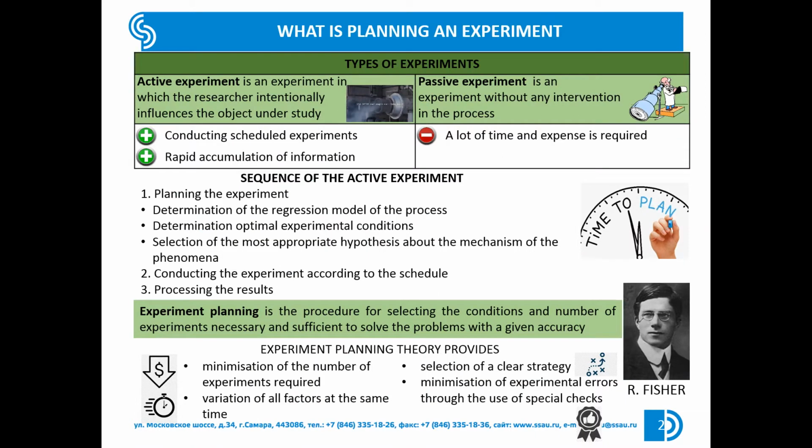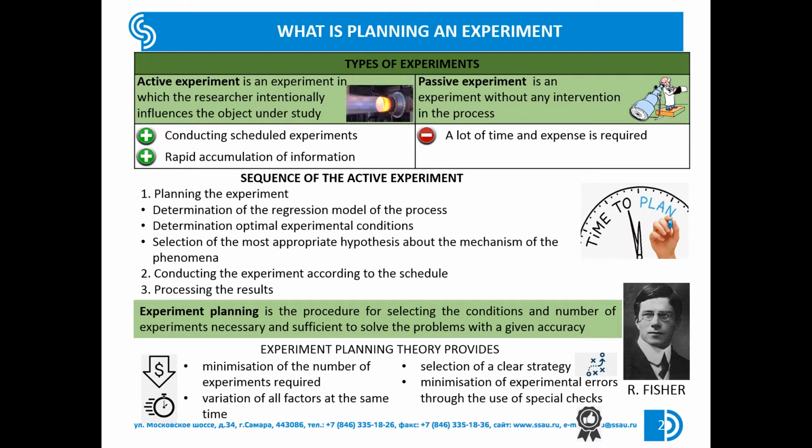Two types of experiment are distinguished according to the type of impact on the test object. An active experiment is an experiment in which the researcher intentionally influences the object under study. Such an experiment can be planned. A passive experiment is an experiment without any intervention in the process.